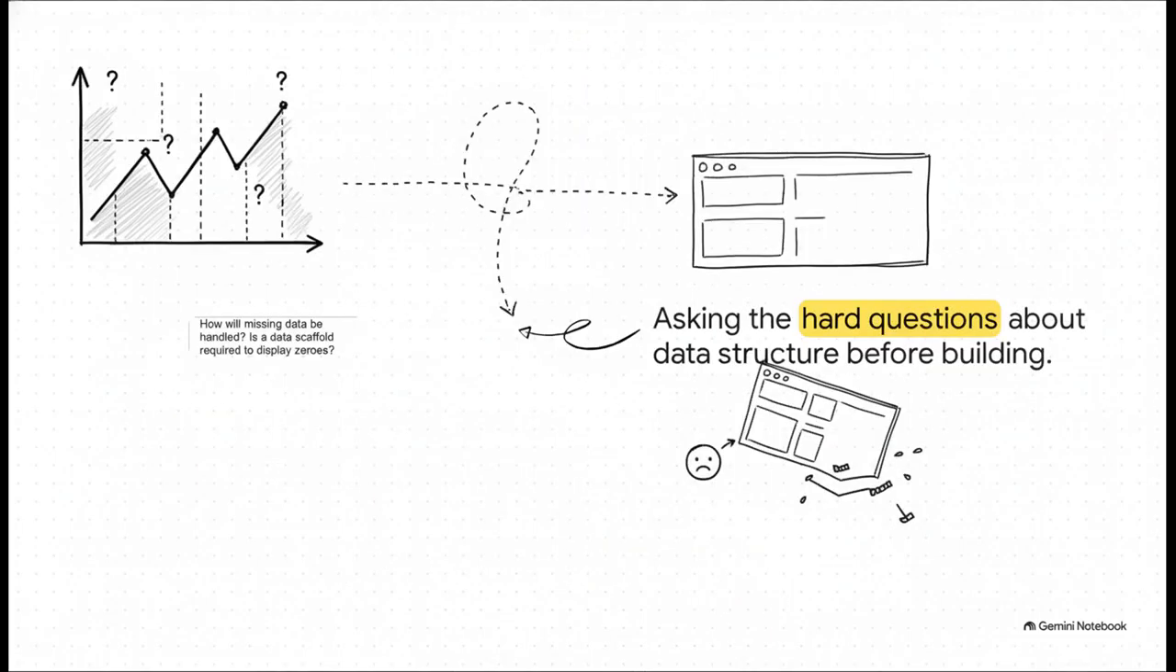And while you're in that planning phase, you've got to ask the hard, behind-the-scenes structural questions. Like, how exactly will missing data be handled? Do you need a data scaffold to display zeros? If you ignore these questions up front, your gorgeous dashboard might completely mislead the viewer the second a data point drops to 0 or goes missing.